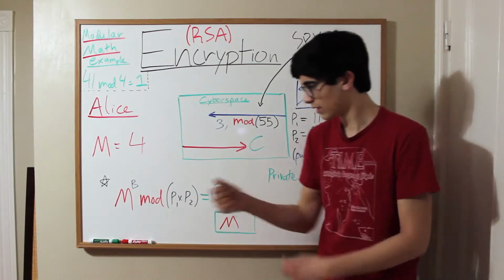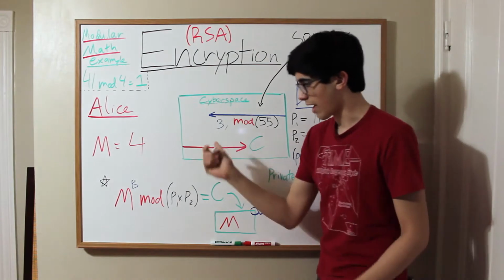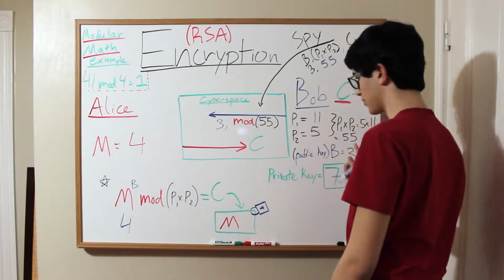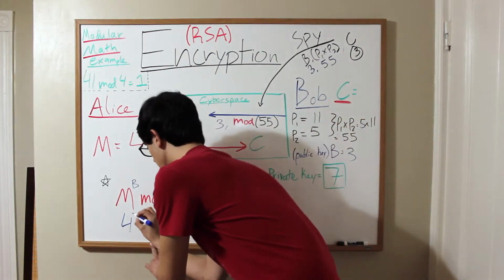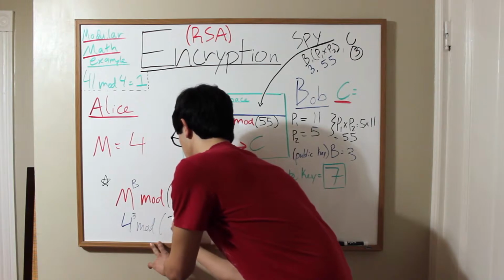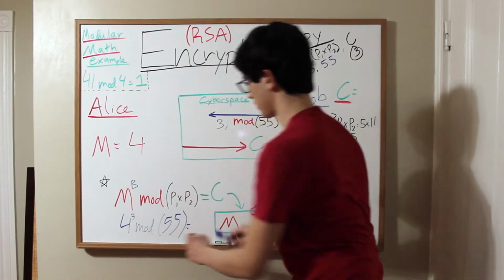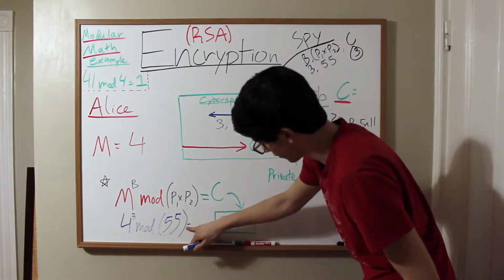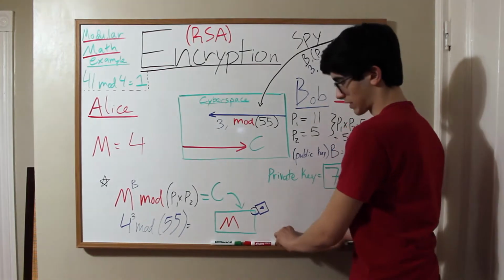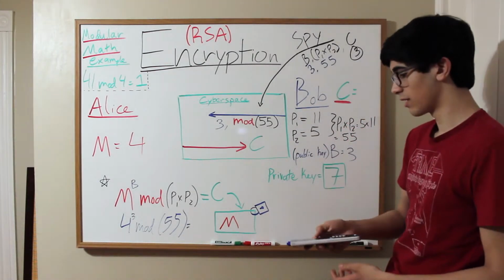So let's rewrite this. We know our m, we know our b, we know our mod. Therefore, m is 4 to the power of b, which is 3, 4 cubed, mod 55. It's a bit sloppy, but this is where our calculators come in. So, this short example is a very good example of how we can do mods on our calculators.